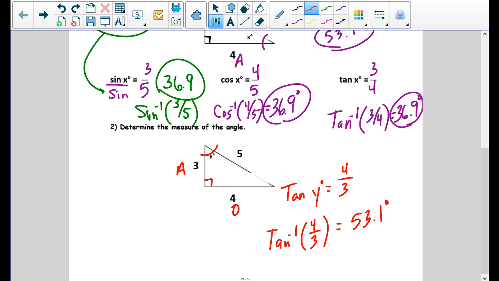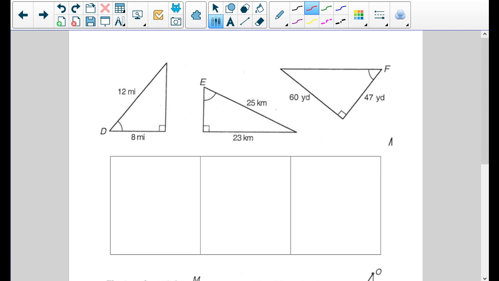All right, let's take a look at the back. A couple problems, work some problems here on the back. So, D is the angle we're trying to find. I'll label it X. Okay. So if I have 8 and 12, what are those two sides? What's my 8, what's my 12? 8 is my adjacent, 12 is my hypotenuse. So AH uses what? Cosine.